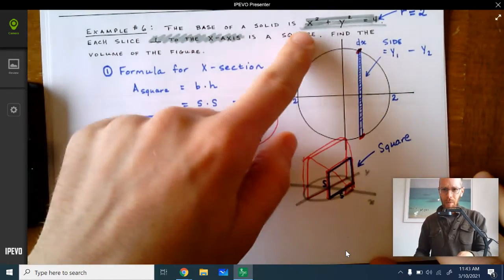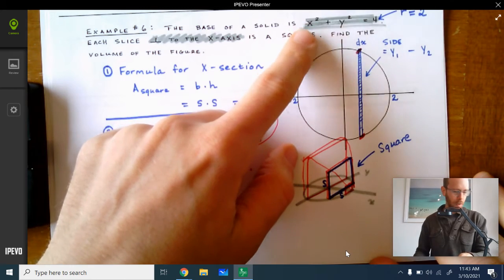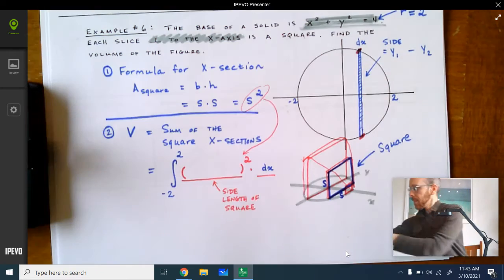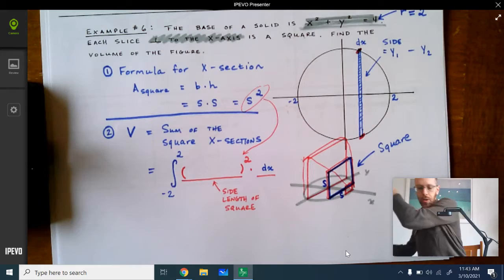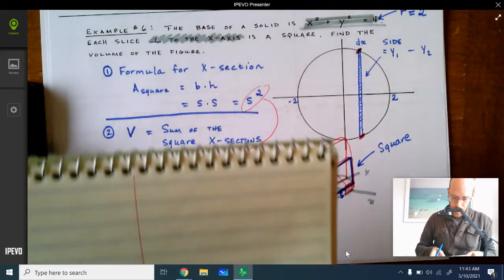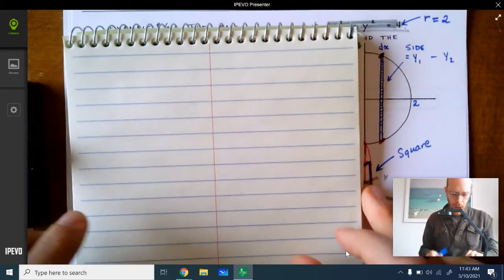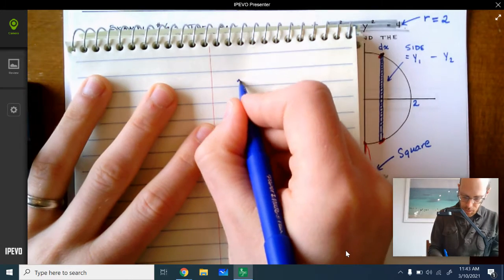If you want to figure out y1 and y2, you have to solve this equation. And I'm actually going to do this on a separate sheet of paper because I just don't have a whole lot of space here. Solving this equation would go like so.